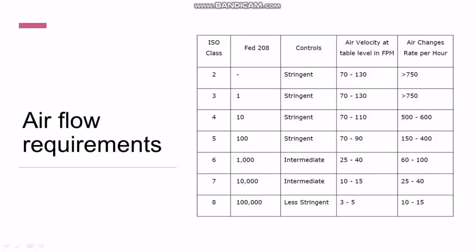So these are the different air changes for different rooms. In class 10 you have to choose 500 to 600 air changes per hour, and for class 100 it's 150 to 400. I will share this slide with you, you can study it.